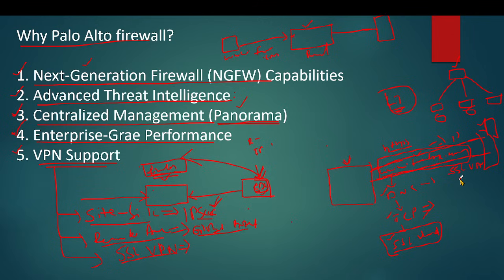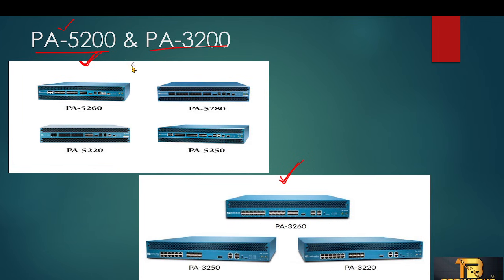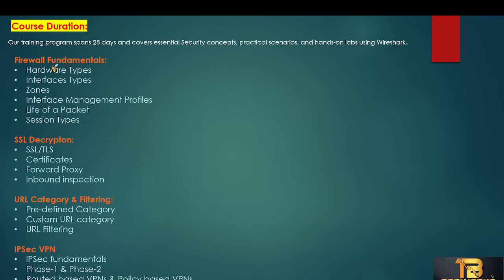Okay, so to have secure communication, secure data transfer, we need an SSL VPN. Every firewall is going to support the SSL VPN. These are the main features that we can see on the Palo Alto firewalls, and we have already seen the hardware models.